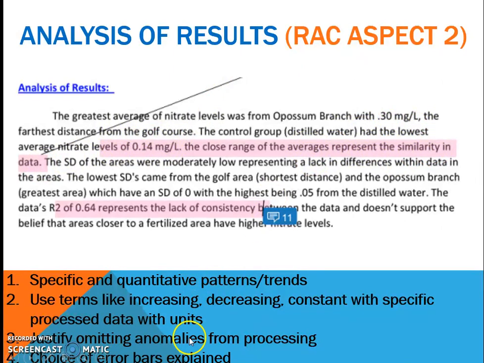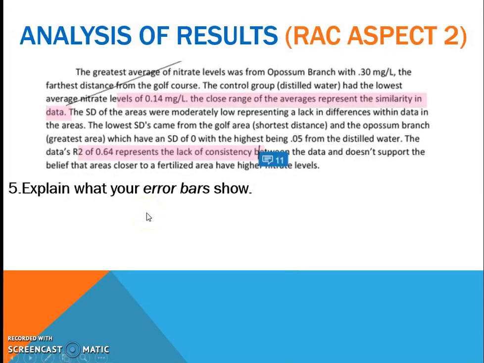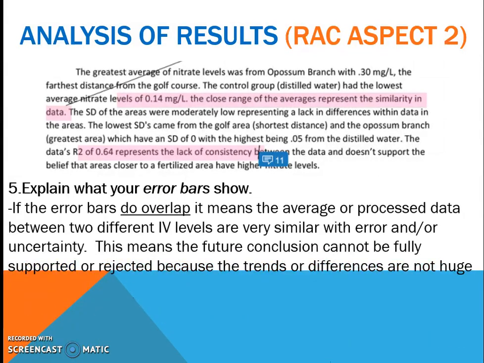Justify if you omitted any anomalies from your processing and explain why you used what error bars you picked, if you used standard deviation versus measurement uncertainty and why. All right, so notice here that they are also talking about the error bars a little bit more, and the error bars might also be showing an overlap or a lack of overlap in the error bars.